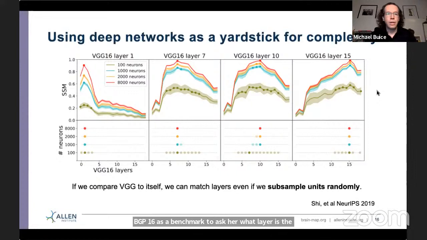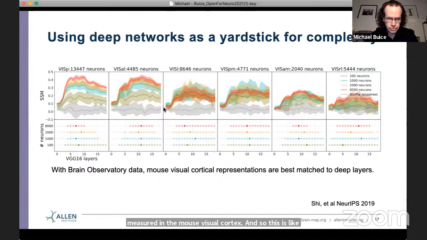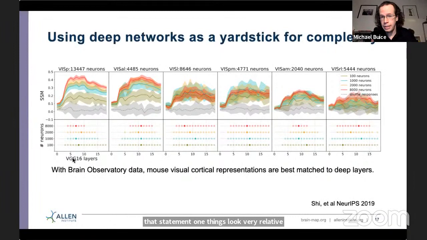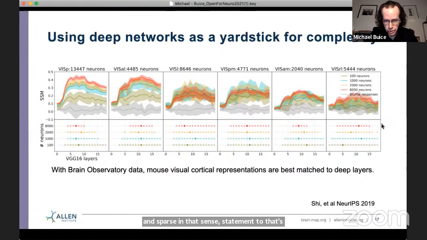And so if we ask that question, we wind up with the result that the layers that are best matched are the deeper layers, the layers whose optimal features are closer to those psychedelic features rather than to the very simple features. That's statement one. Things look relatively complex and sparse in that sense. Statement two that's interesting from this is, so these dots that I've not described in previous slides, the solid dot indicates the best matched layer. The lighter dots indicate layers that are statistically indistinguishable from that one.